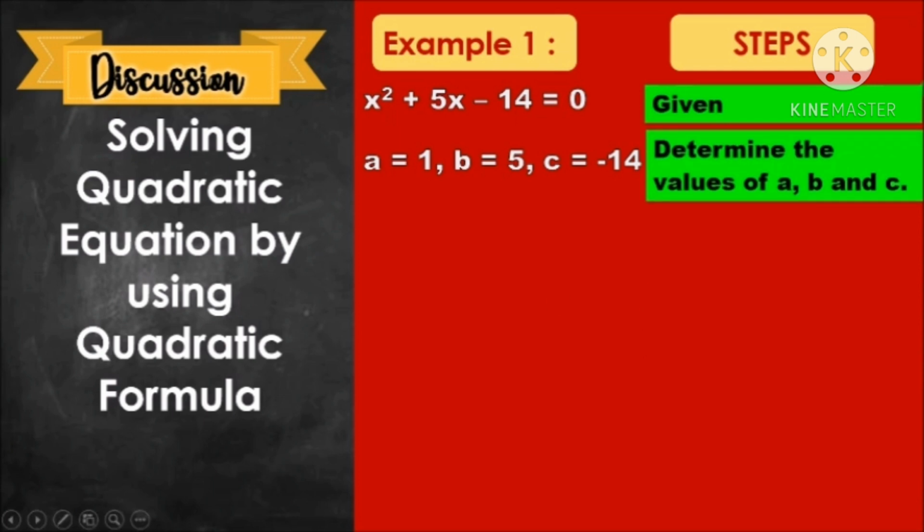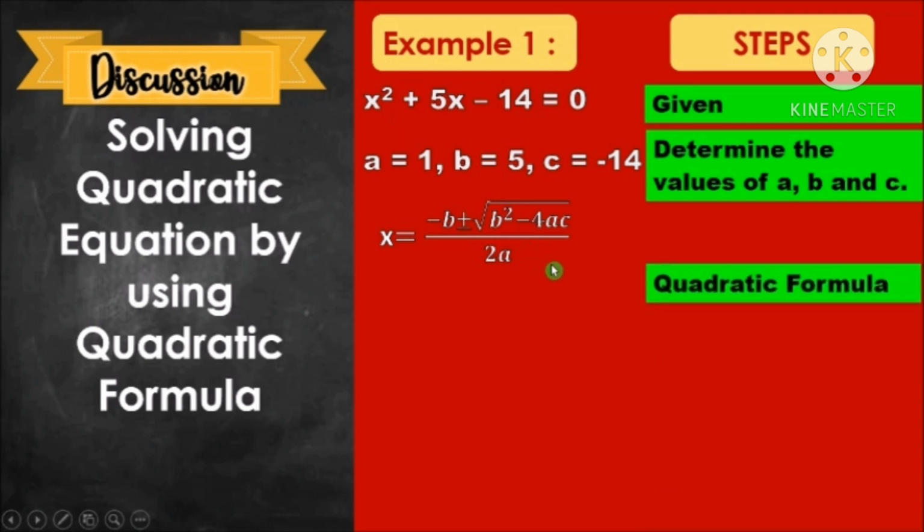So, determining the values of A, B, and C from the given, our A is 1. Since walang number, nakatabi ang x squared, that is represented as 1. Ang katabi ng x natin will serve as our B, so that is B is equal to 5. And yung number alone will represent as our C, and that is negative 14. Given the values of A, B, and C, we can now use the formula. So, I suggest na lagi ninyong kopyahin ang formula para mas madali nyong ma-memorize ito.